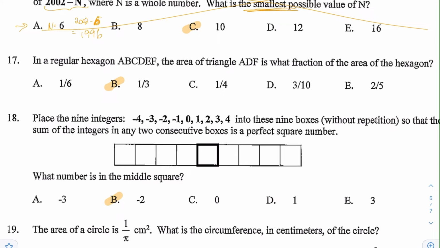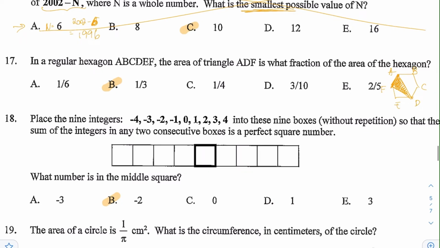Okay, next for number 17, in a regular hexagon ABCDEF, the area of triangle ADF is what fraction of the area of the hexagon? So you draw a regular hexagon. And you have a triangle ADF. And ADF looks like this. So you want to figure out what fraction of this entire shape is this triangle.